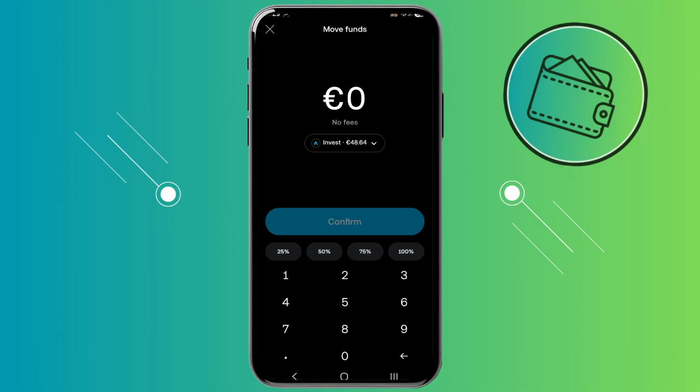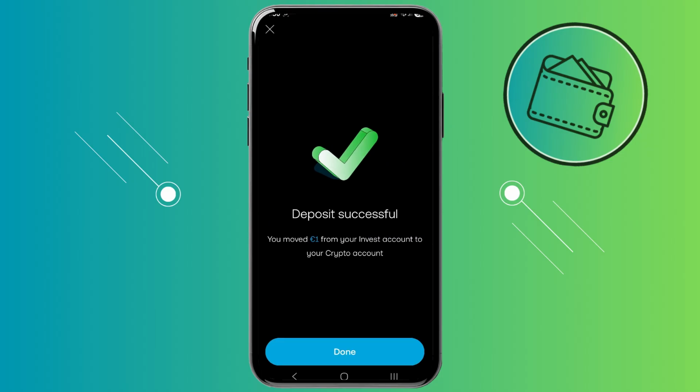And there we go. So now our Trading 212 invest account will be marked as the source of the funds, and we will be essentially moving funds from our invest account to our crypto account. So to do this, you will just need to input the amount of funds, so let's say €1, that we want to transfer from our invest or stock trading account to our crypto account. Now just tap confirm, and there we go.